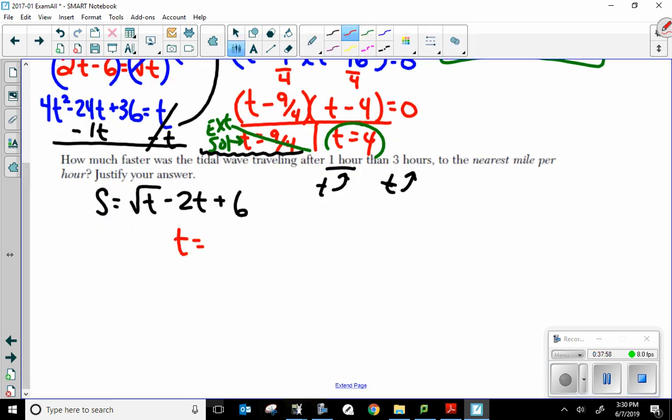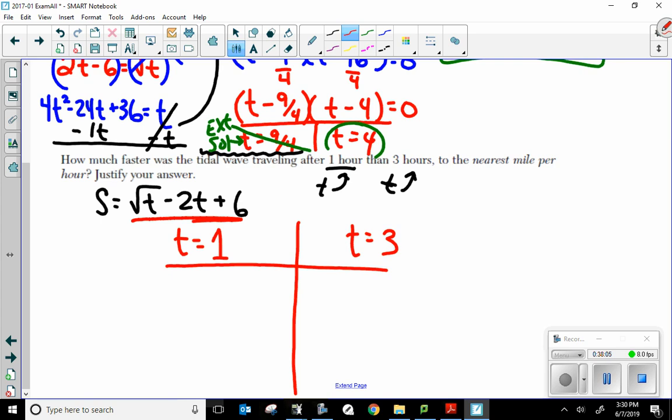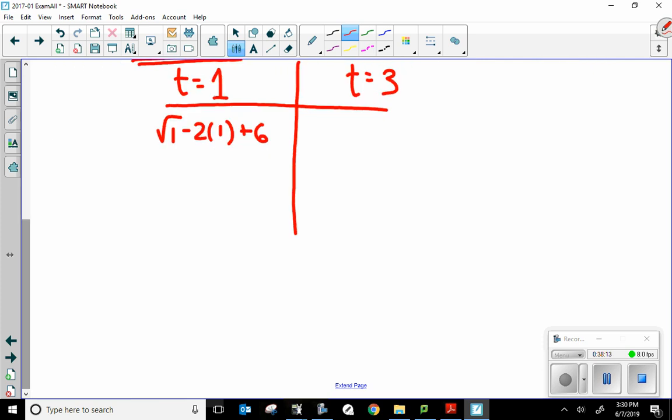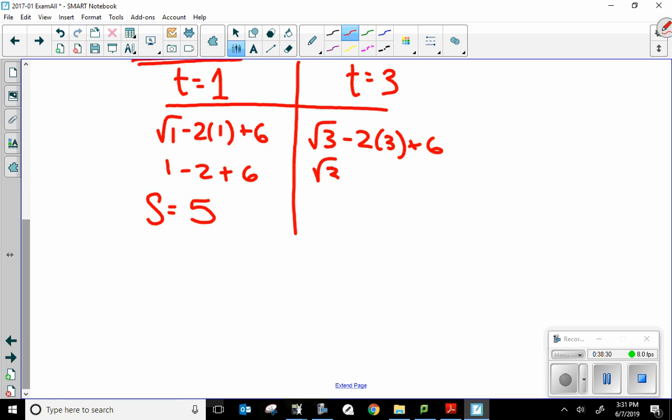So let's say t equals 1 and t equals 3. Okay, let's figure out what both those speeds would be. That would be the square root of 1 minus 2 times 1 plus 6. The square root of 1, let's extend this, it's 1 minus 2 plus 6. That's going to be 5. Okay, s is 5. Let's take a look at when t is 3. It's the square root of 3 minus 2 times 3 plus 6. Well, that's the square root of 3 minus 6 plus 6, because that's minus 6.